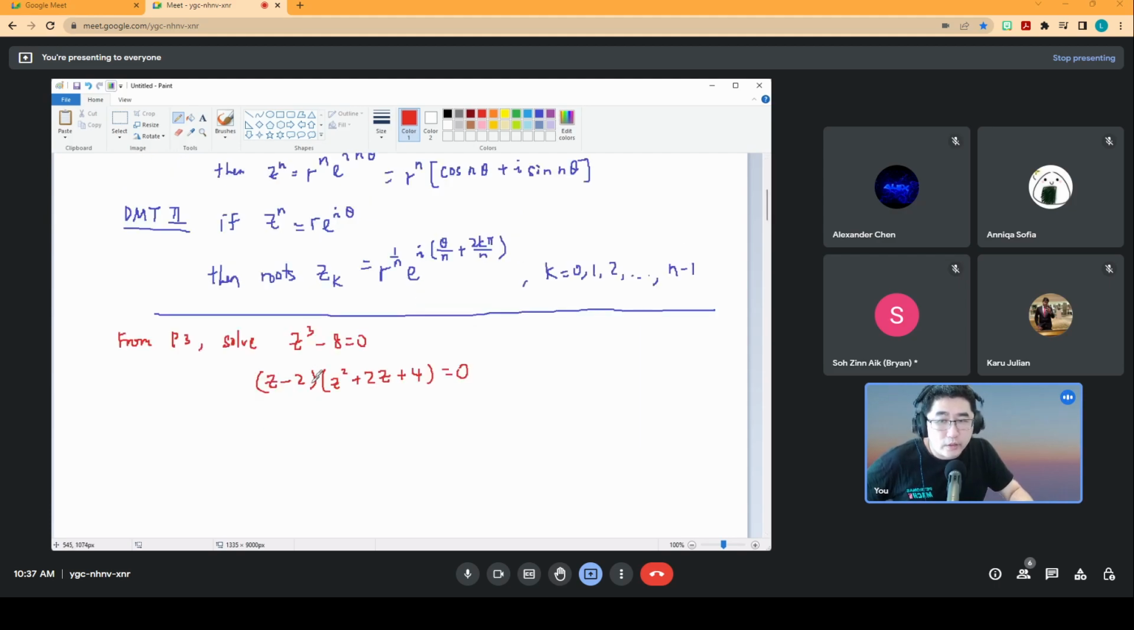Okay. Then after that, we have z equals 2 as one of the answers. Then z squared plus 2z plus 4 equals 0 is another answer. From here I can find its complex conjugate. The complex answer: z plus 1 the whole thing squared equals minus 3. So z equals minus 1 plus or minus square root 3 i as your answer. So we have three answers.